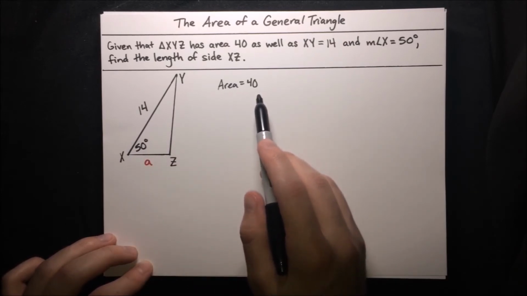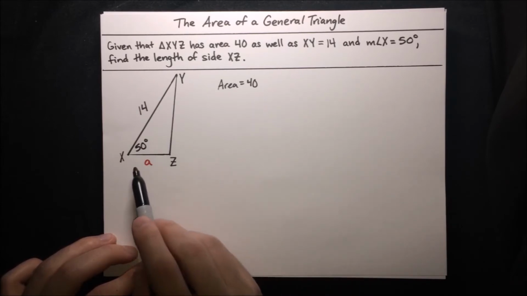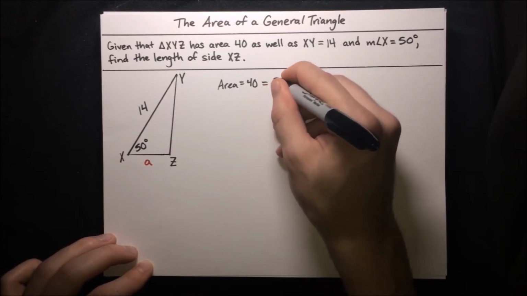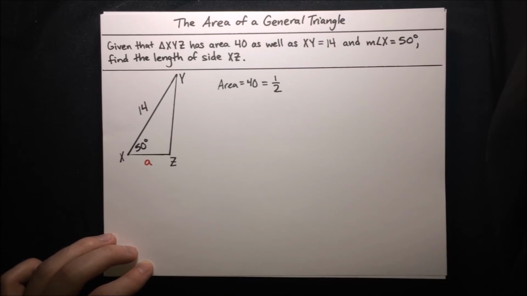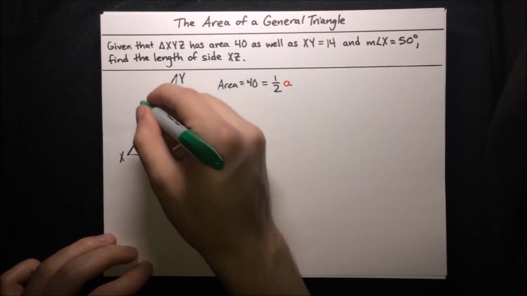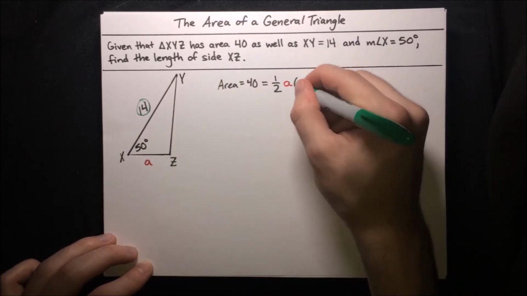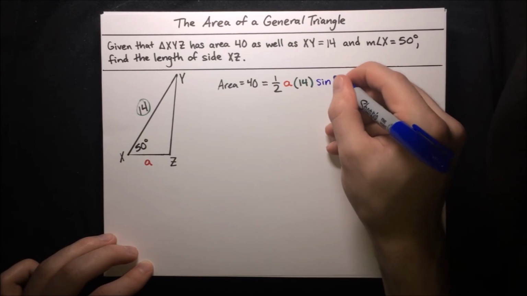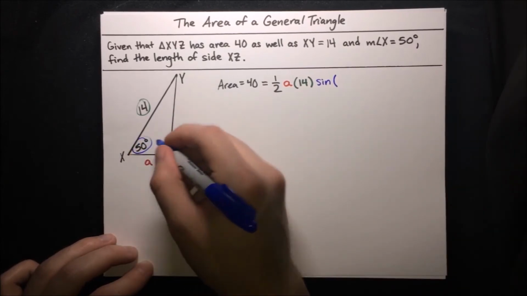Well, there's just the area formula for a general triangle, which we can use whenever we've got two sides of the triangle and an angle between them. So according to the area formula for a general triangle, the area is equal to 1/2 times the product of those two sides, so 1/2 times A, the other side is 14, so times 14, and then times sine of the angle between them, which is 50 degrees.